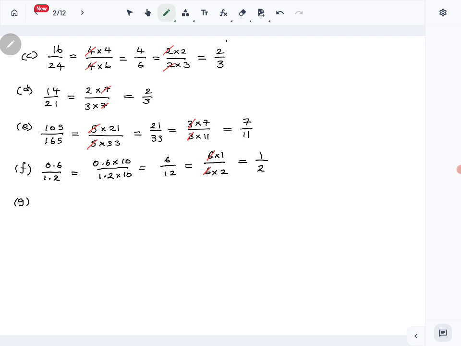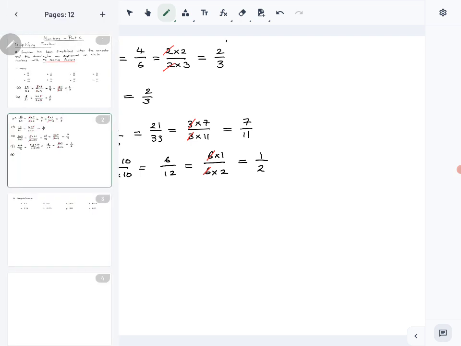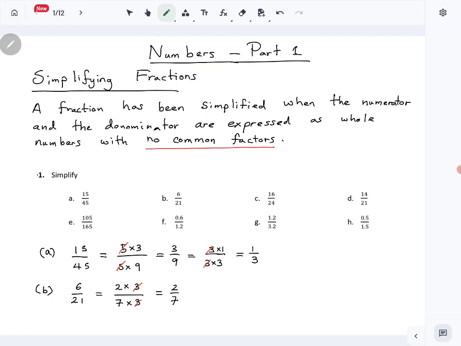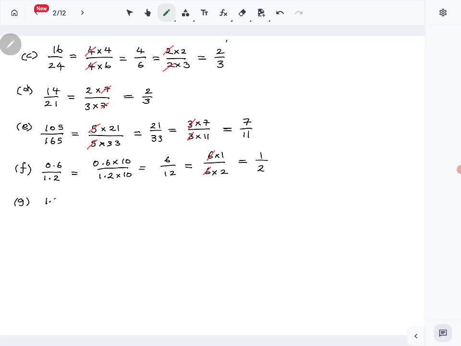Then let's look at the next one, which is 1.2 over 3.2. Again, we want whole numbers in the numerator and the denominator. So again, do the same thing we did for f. Multiply both the numerator and the denominator by 10. So it becomes 12 over 32. Now factor. 12 can be written as what?